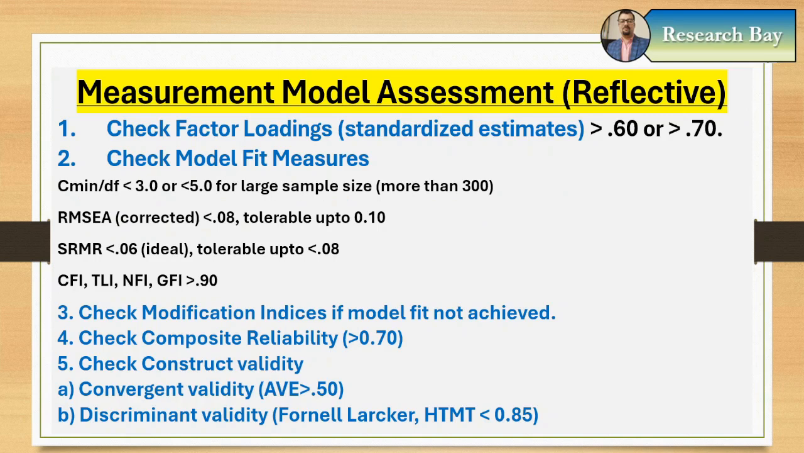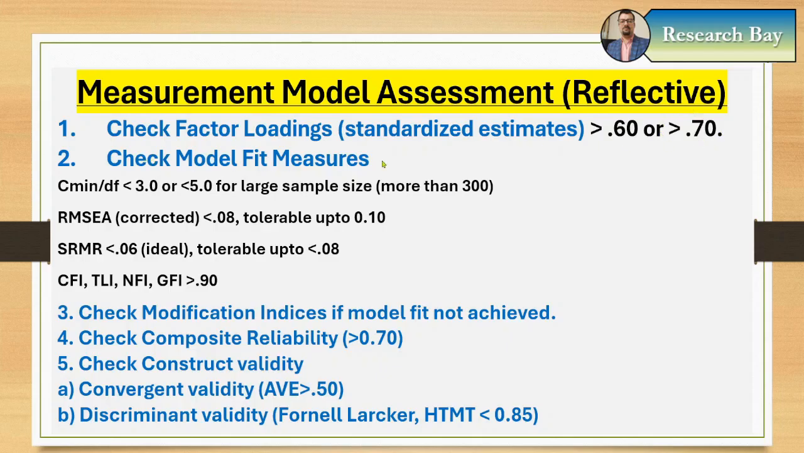So first we need to understand how we assess the model. How do we do the measurement model assessment in case it is a reflective model? That is, all our constructs have reflective indicators, with the arrows pointing from the latent variable to the indicators. The first step is we check for factor loadings or the standardized estimates. They should be at least greater than 0.60. If greater than 0.70, that is quite well and good.